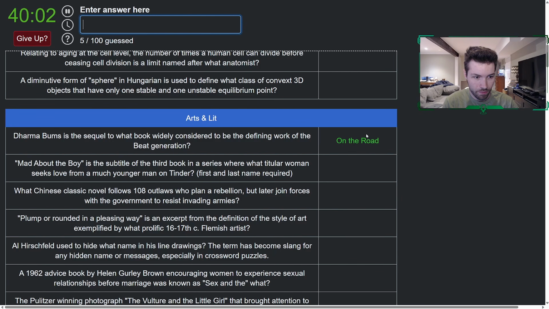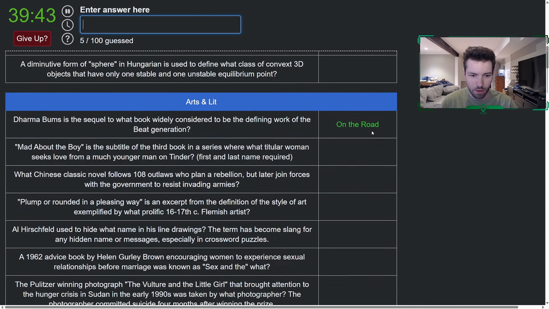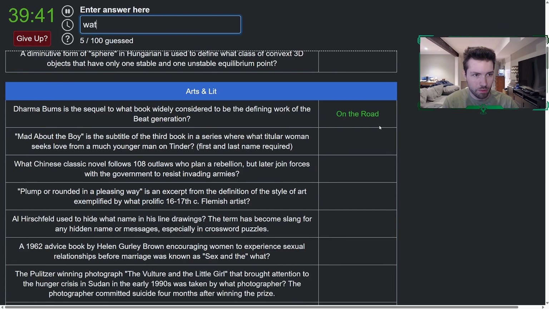Well, so it's the name titular woman, so it's just a first and last name. I mean, I have no idea. I don't know anything about modern literature, so this isn't happening. What Chinese classic novel follows 108 outlaws who plan a rebellion but later join forces with the government to resist invading armies? The one about the outlaws should be Water Margin.